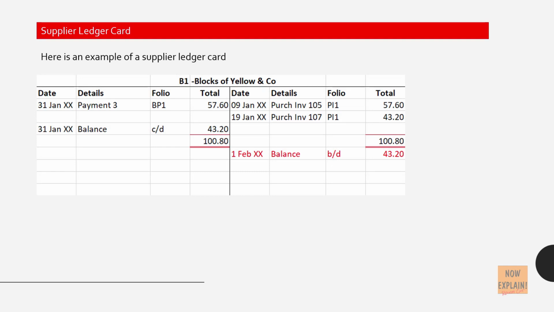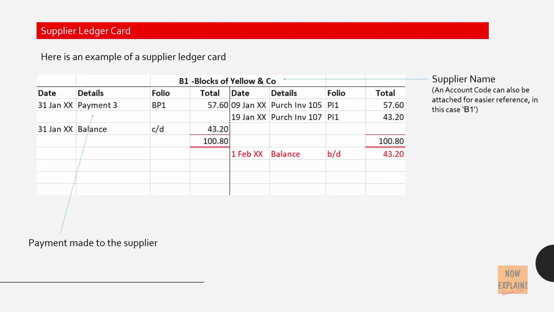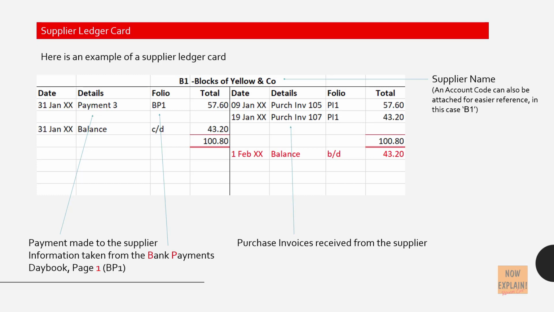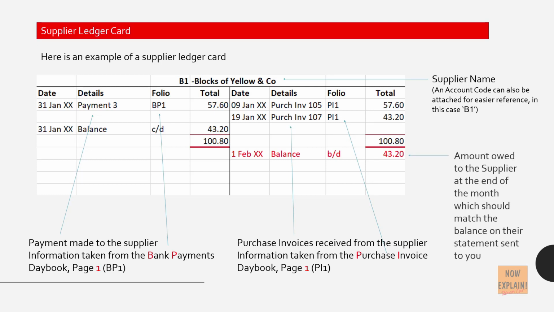Here is an example of a supplier ledger card. The supplier name and an account code can also be attached for easier reference, in this case B1. So this is displayed at the top of the card. Here's a payment made to the supplier. This information was taken from the bank payments daybook on page 1, that's the BP1. Purchase invoices received from the supplier. This information was taken from the purchase invoice daybook on page 1, PI1. And here is the amount owed to the supplier at the end of the month, which should match the balance on their statements sent to you.